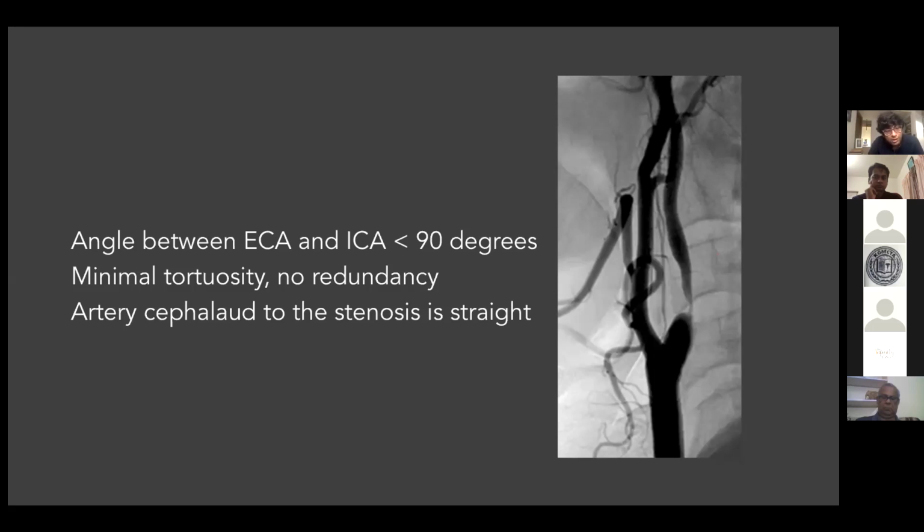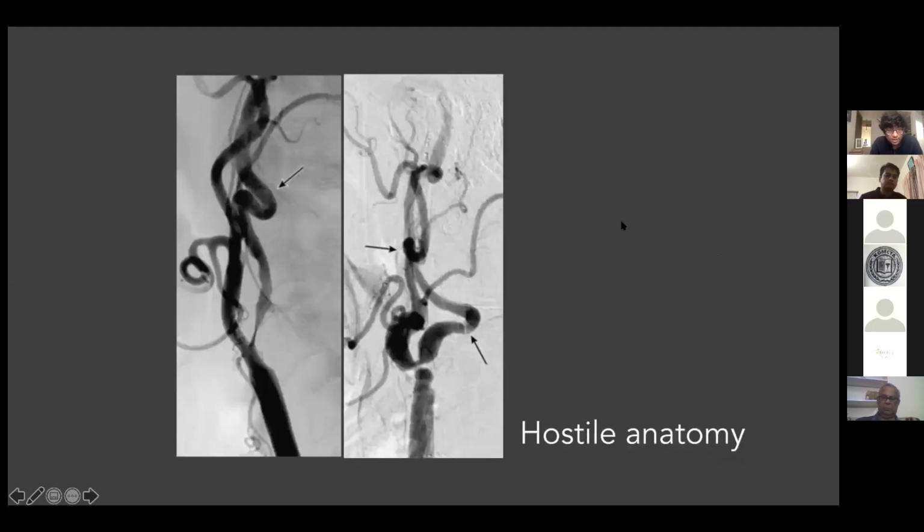Obviously, as Vineet pointed out, there should be minimal tortuosity or no redundancy. And again, most importantly, the artery which is cephalad to the stenosis should be straight, this part, the distal ICA, because you'll have to park your filtration element in this part. And if you have a tortuous anatomy, it'll be difficult to park your filtration element there. This is again hostile anatomy. You can see the extensive redundancy. There's hardly any place to park the filtration element.